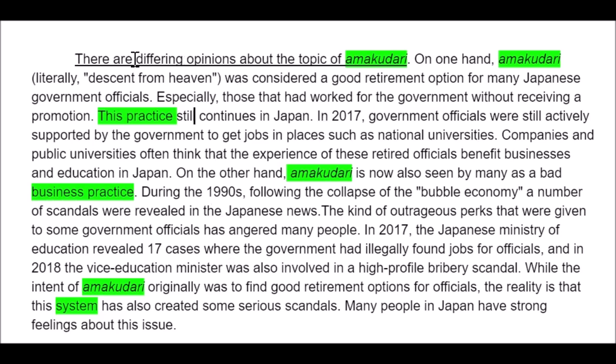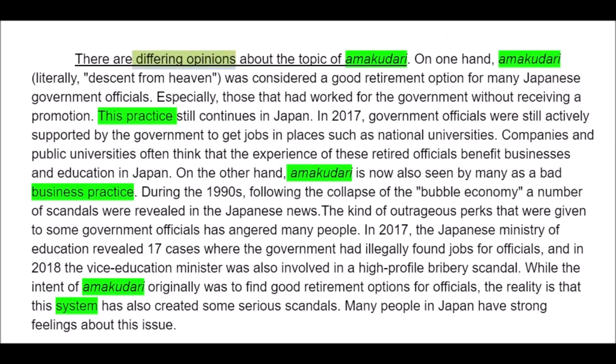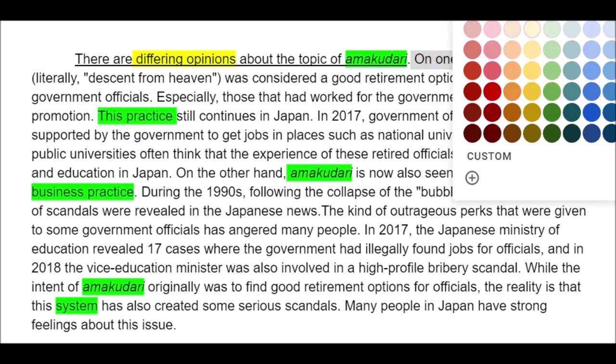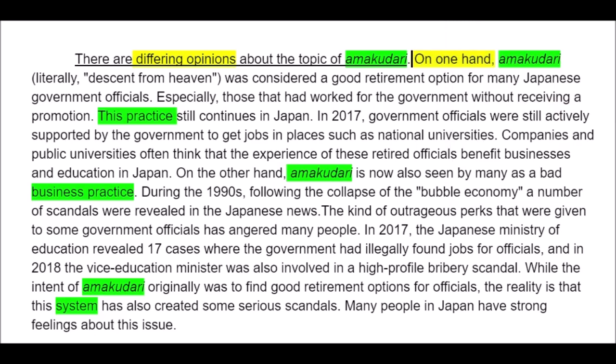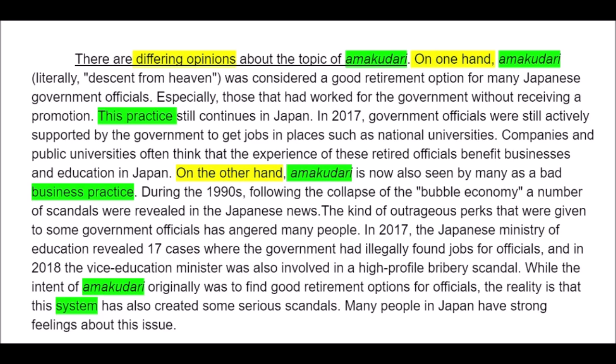Now, the main idea was that there are differing opinions. Well, that's not very clear. But to help us, the writer has used transition words, and we're going to cover those in a future video. But for today, I'm just going to quickly point out there are two transition phrases that tell us on one hand and on the other hand. So we can understand quite quickly there are two opinions in this paragraph.